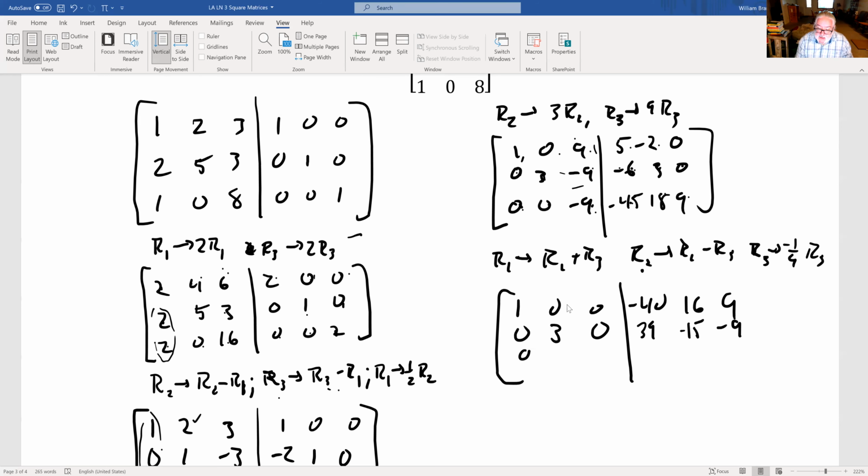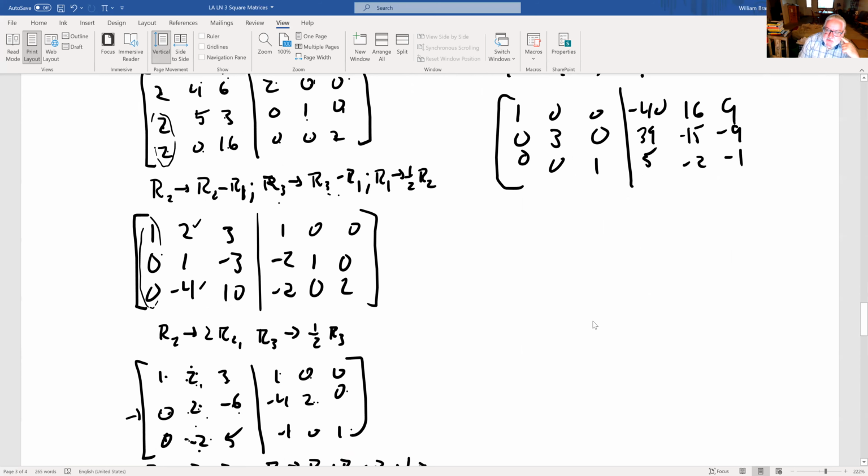And then we'll divide row 3 back down by -1/9 to give me 1, 5, -2, -1. And then finally, we can divide row 2 by 3.